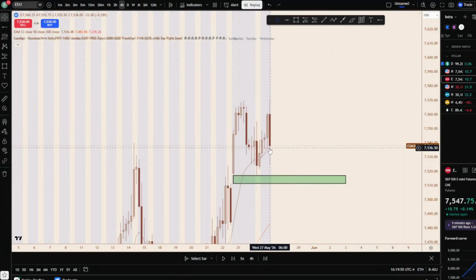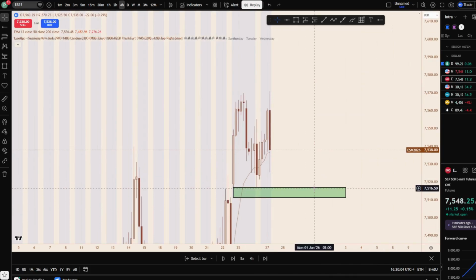Here we are on ES at 9:45. I'm feeling very bearish on the day. We can see that price has printed this massive fair value gap that I feel it probably wants to get to before it can continue up.